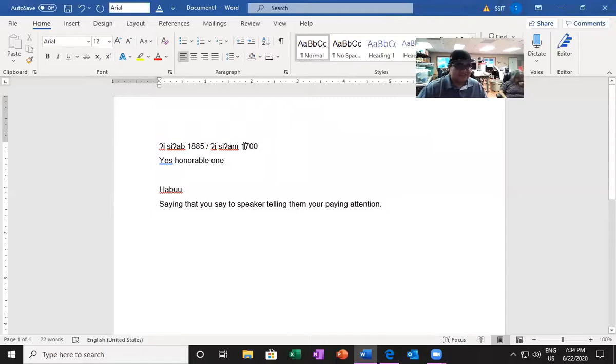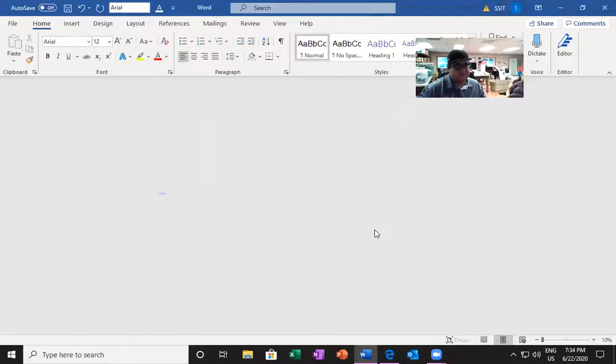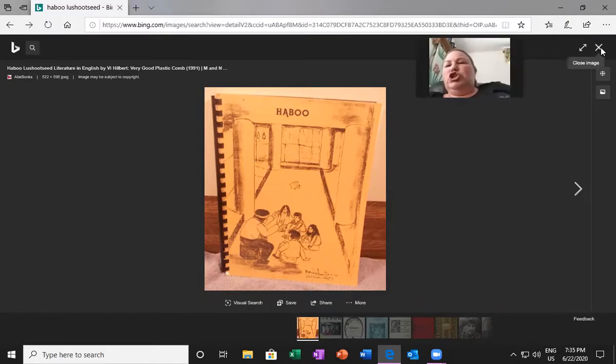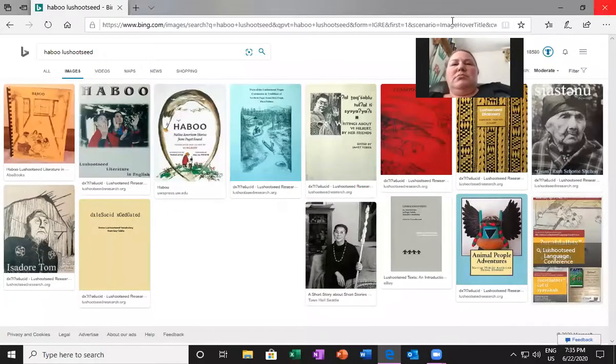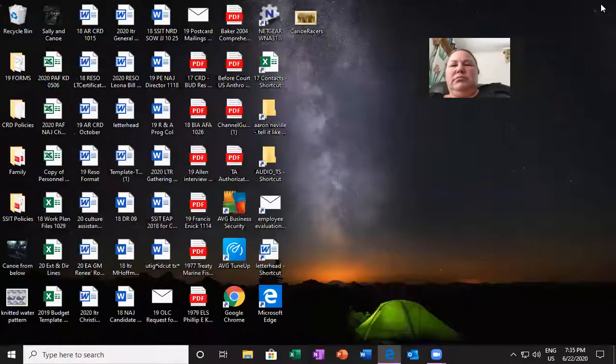So again, that's just to earmark the differences. And then Habu is a book that comes in two different ones. There's also this one. Depends on which one you get. They'll actually explain more about Habu. And don't forget to put the sheet seed on the other end if you're trying to shop for it. Okay. Because it might not pop up.